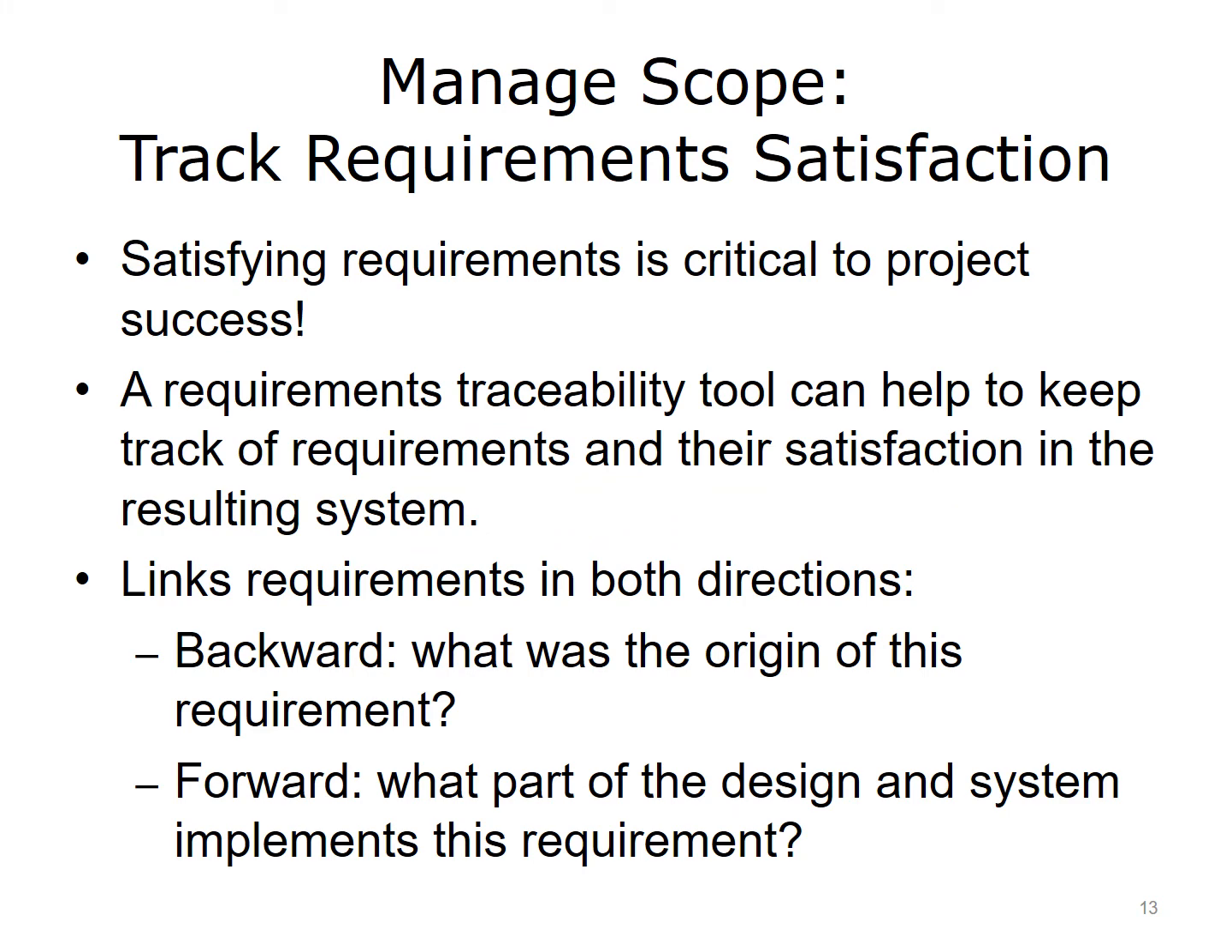Another way to manage scope is by tracking requirements satisfaction. Here, software tools can be very helpful. Often they are called computer-assisted system engineering tools, perhaps better known as CASE tools, and they help manage scope by tracking changes in requirements. For example, what was the origin of X requirement? What stakeholder wanted it? What business need does this requirement support? When was it made a requirement, as part of the original project charter or a later addition? Looking forward, what part of the design or what part of the system implements this requirement?